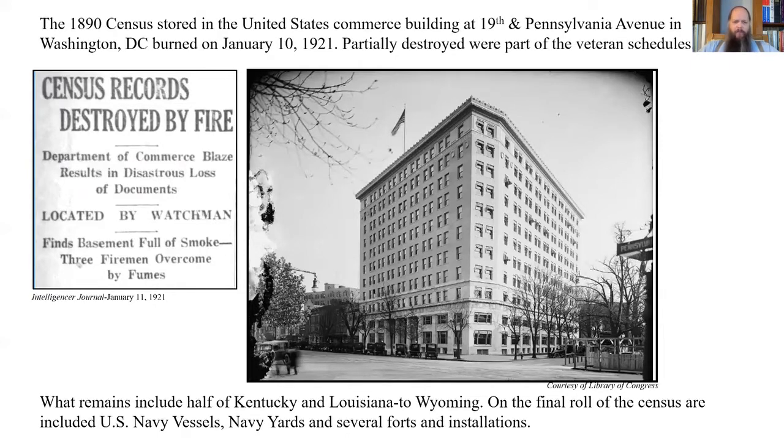Half of Kentucky and Louisiana to Wyoming did survive, where the early part and the beginning of the alphabet, A through K, did not survive the fire. On the final roll of these returns for veterans, there also is included some regular military personnel, including those that served on Navy vessels, those that served in Navy yards, and several forts and other military army installations.